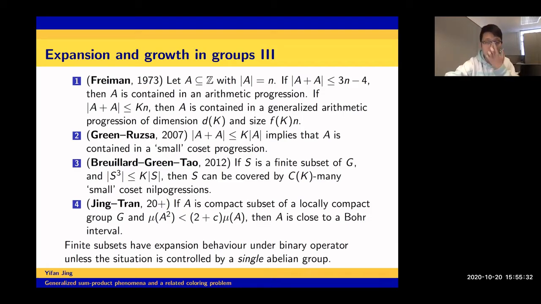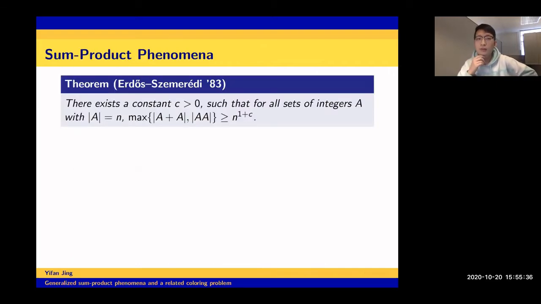And this interesting phenomenon also, of course, holds for fields. So this is known as the sum-product phenomenon. This theorem was proved by Erdős and Szemerédi in 1983. There exists a constant C greater than 0 such that for all sets of integers A of size n, the maximum among the sumset and product set will be at least n to the 1 plus C.